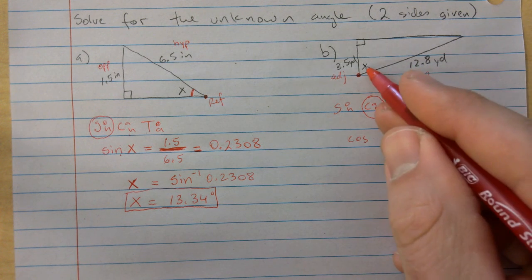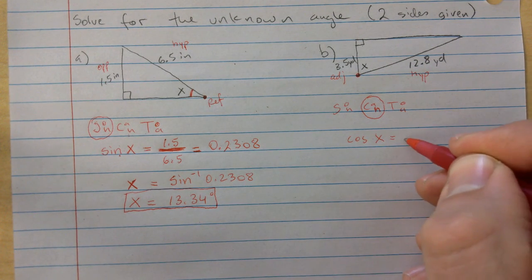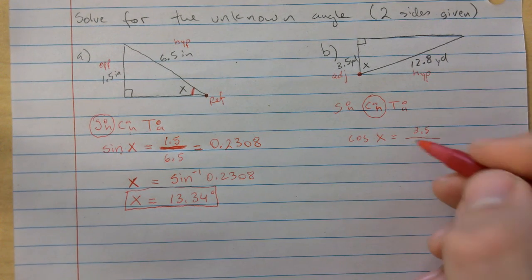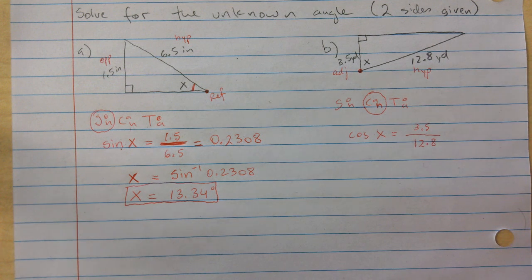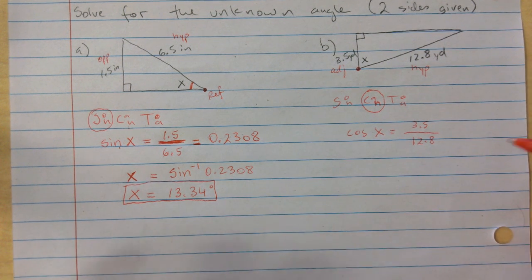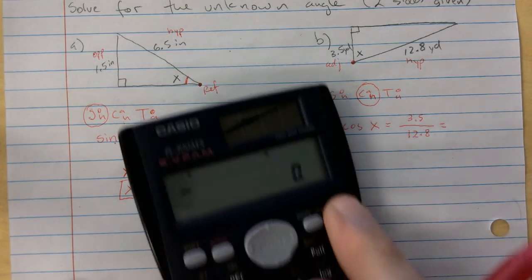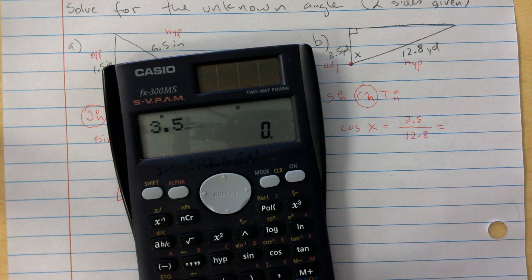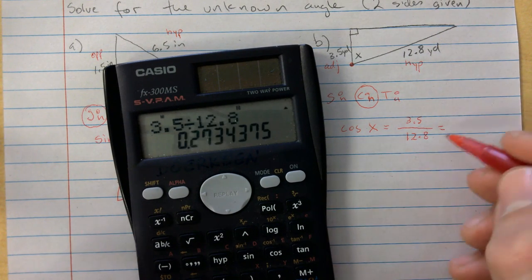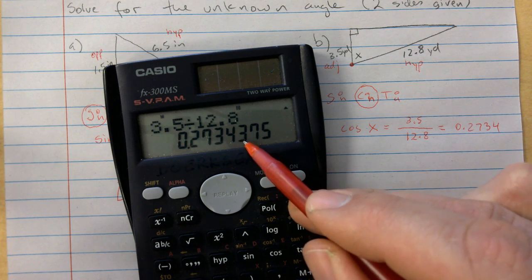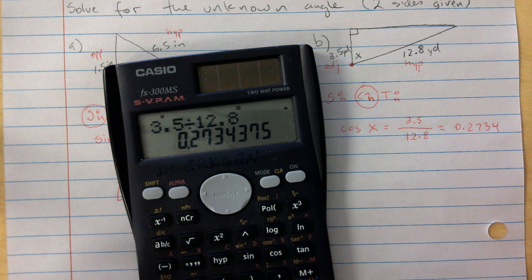Cosine of what? In this case, it's x is equal to, it's asking for adjacent, so it's 3.5 over hypotenuse, which is 12.8. You don't need to put the units down because the units cancel out anyways, right? If you have yards and yards, you can cancel them out. And so next step is to convert that into just 1 decimal. So you're going to go 3.5 divided by 12.8. That's 0.2734, right? The 4 does not get changed because you have a value less than 5 next to it.